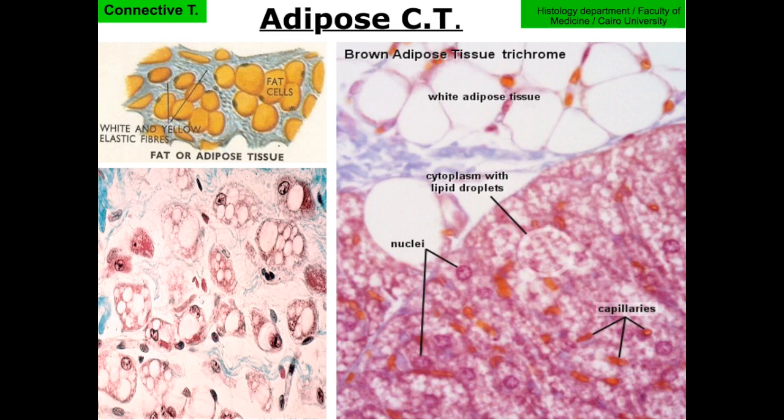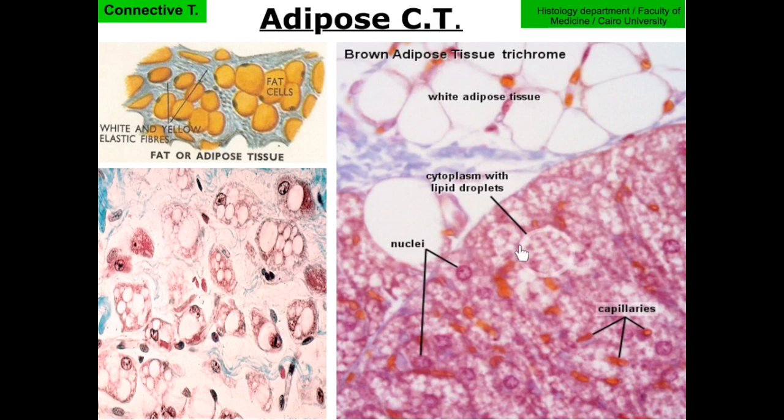of fat. The white type is affected by the diet and by the hormones, and this type is not affected by diet. The white type is widely distributed in the body, under the skin, especially in the abdominal wall, and also it is present in the mammary gland, also present in the gluteal region and in the mesentery, also present around the kidney and the blood vessels.